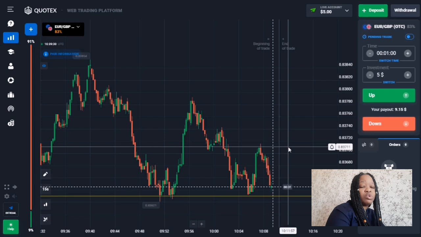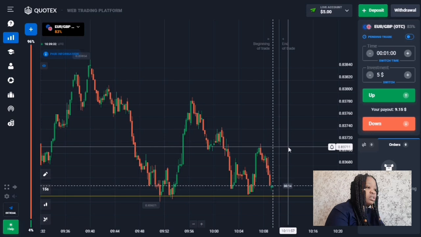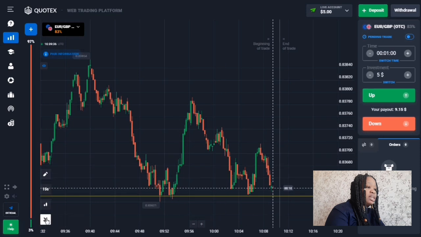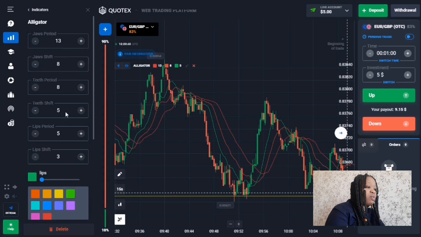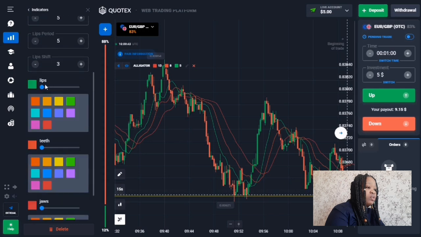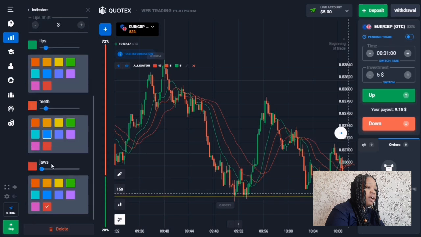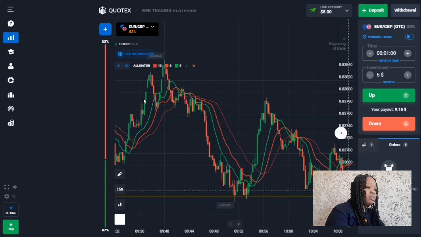So let me show you how to open this indicator. I'm clicking this button at the lower left corner, and in the list of indicators I'm selecting alligator. I'll leave the settings in default, but I'll make the moving averages a little bit thicker. And on the chart, as you can see, there is the alligator indicator.